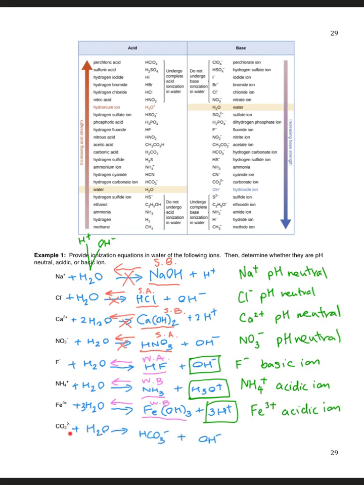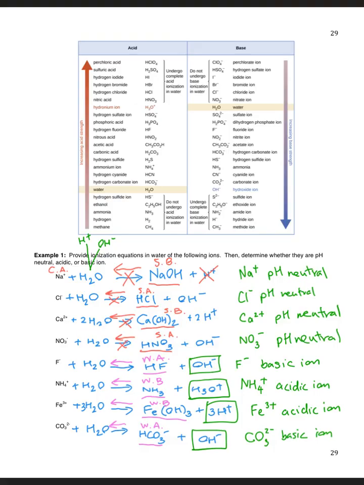For the carbonate ion, when carbonate ion reacts with water, it will produce hydrogen carbonate, which is the conjugate acid-base pair, and hydroxide ions. The conjugate acid hydrogen carbonate is not one of the strong acids, so this is a weak acid. Therefore, the reversible process will happen. So the overall solution will produce hydroxide ions. Therefore, carbonate ion is a basic ion. In conclusion, the conjugate acid of a strong base will not produce protons.